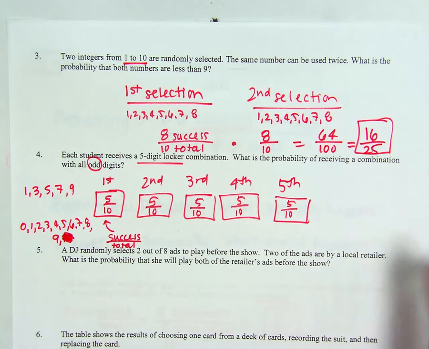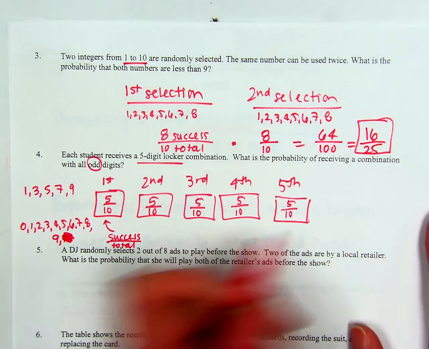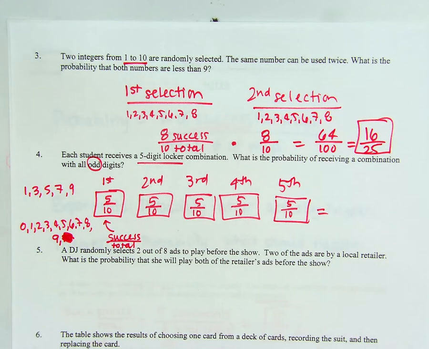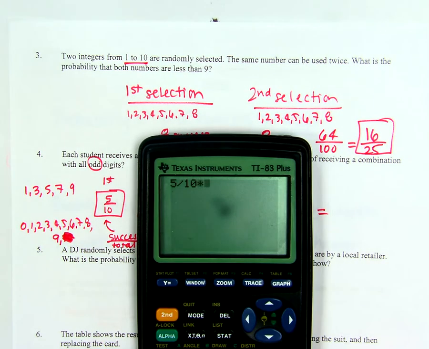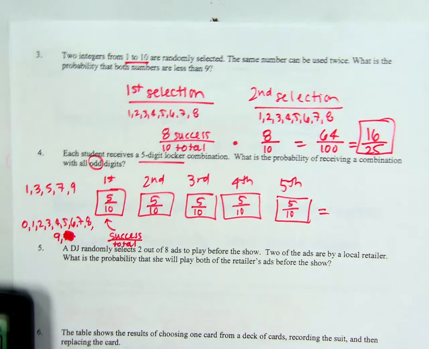All right, so if I were to multiply all those together, I get 5 divided by 10 times 5 divided by 10 times 5 divided by 10 times 5 divided by 10 times 5 divided by 10. And I change it to a fraction, and I get 1 over 32.